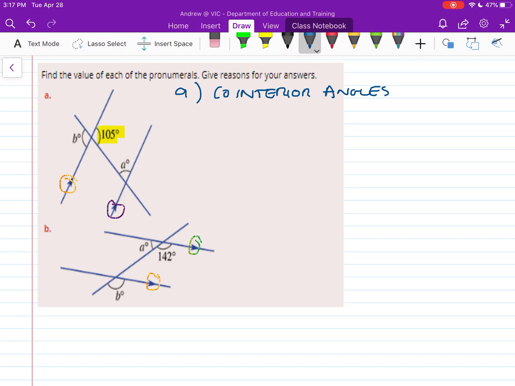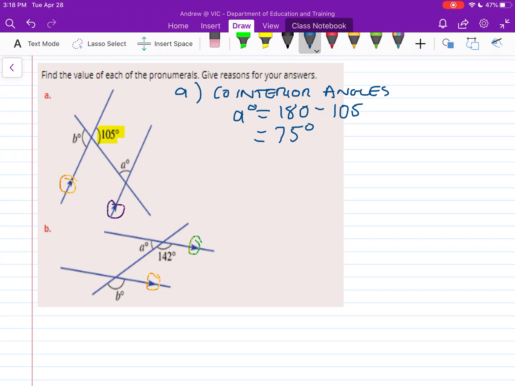That just means side by side interior, they're inside the parallel lines, inside the same section there. So co-interior angles have to add to 180. So these are supplementary. That means A degrees is going to be 180 minus 105, and this is equal to 75 degrees.